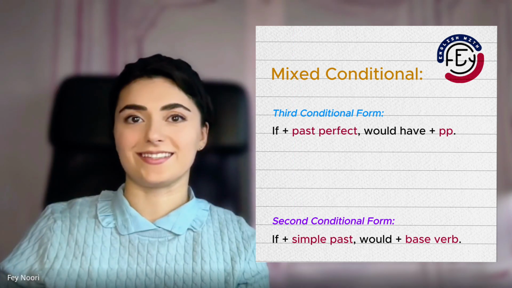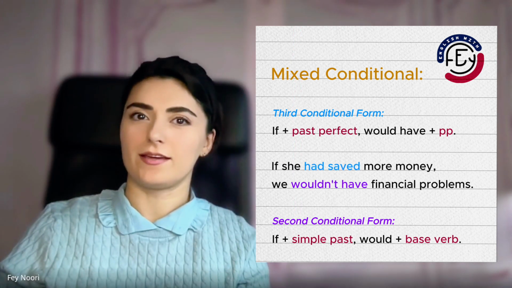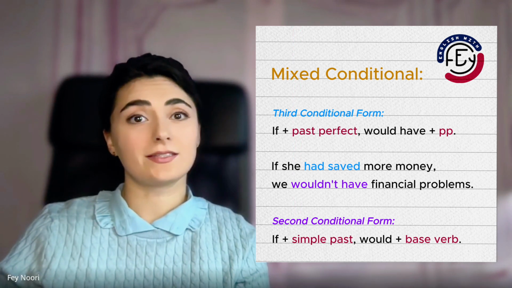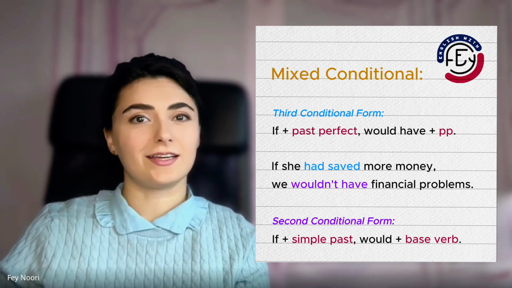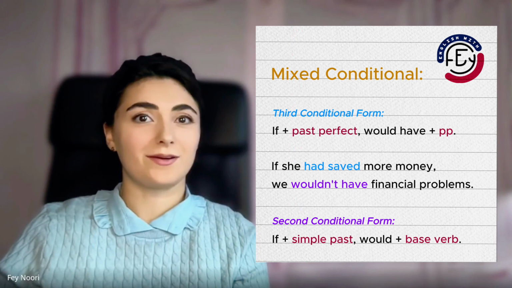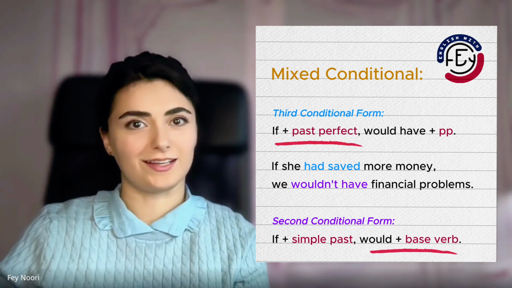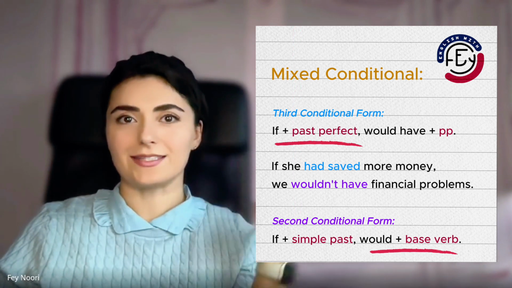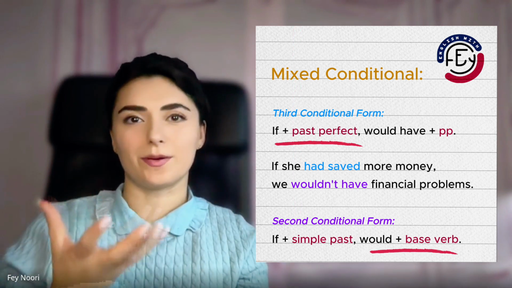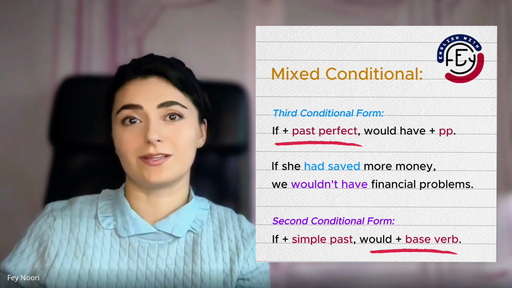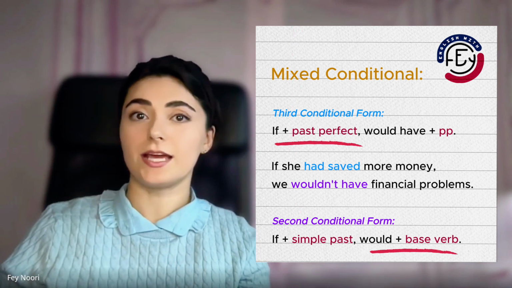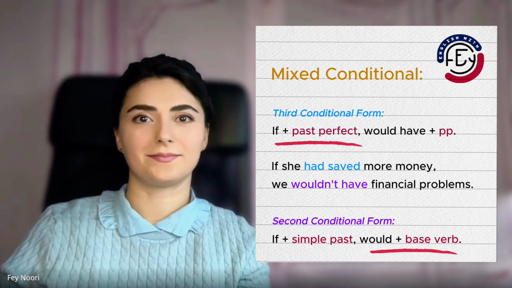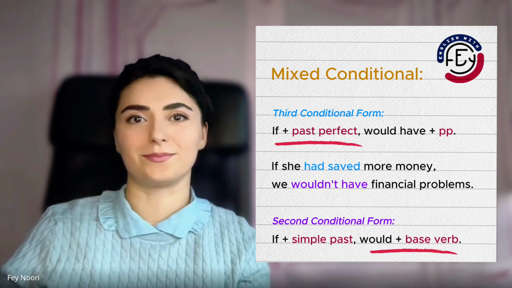Another example is, if she had saved more money, she wouldn't have financial problems now. Did she save more money in the past? No, she did not. Does she have some financial problems now? Yes, she does, unfortunately. So we are connecting an if clause from the past, a situation from the past, with the main clause now, a result in the present. If she had saved more money, she wouldn't have financial problems today, or she wouldn't have financial problems now.